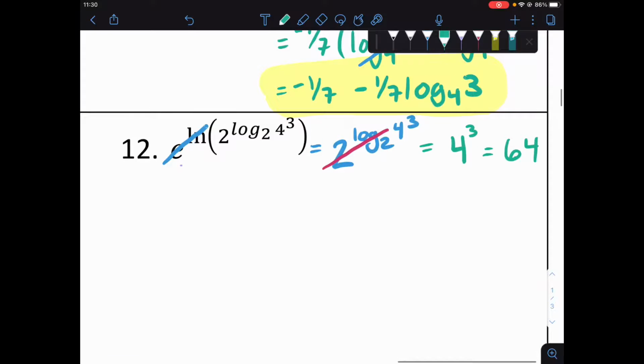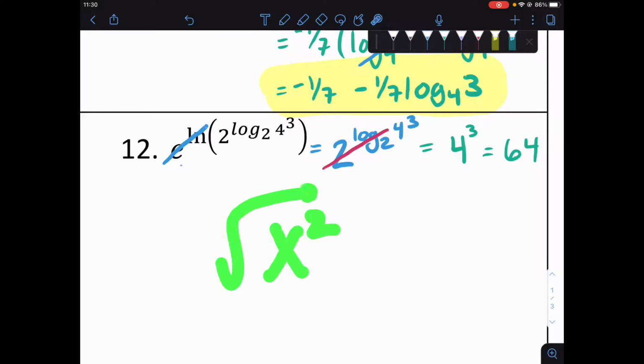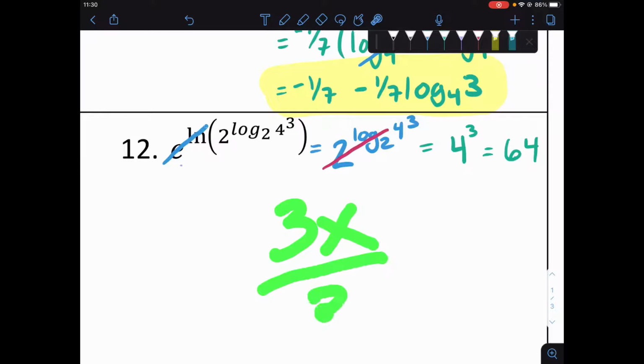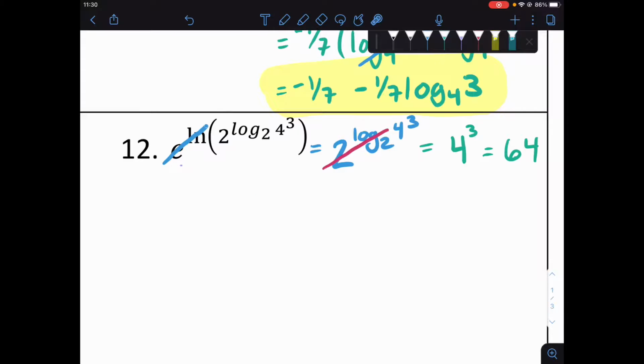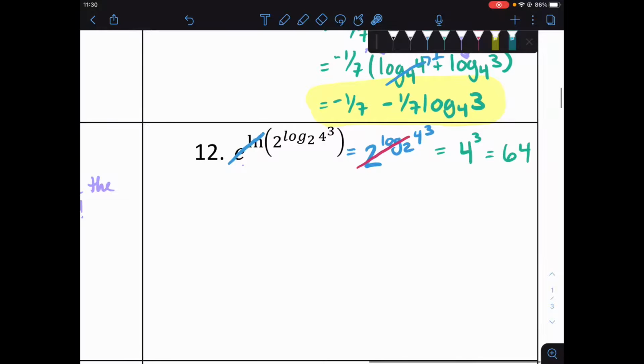So the big thing we want to get out of this today is that bases and logs cancel each other in the same way that addition and subtraction cancel each other, in the same way that powers and roots cancel each other, and in the same way that division and multiplication cancel each other. They are inverse operations.